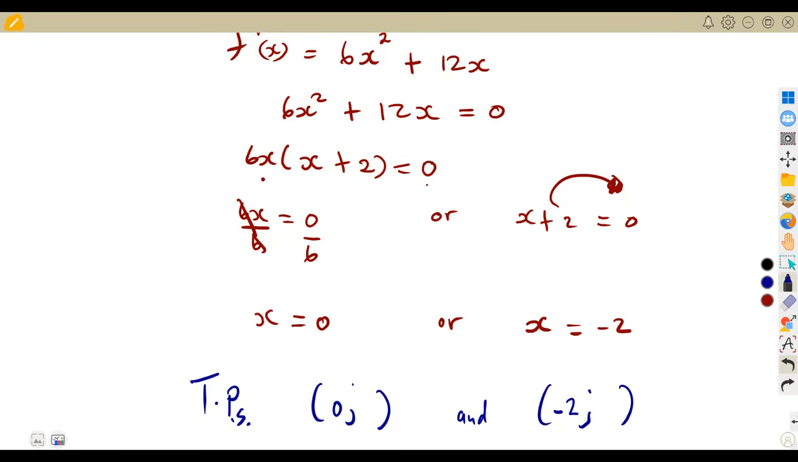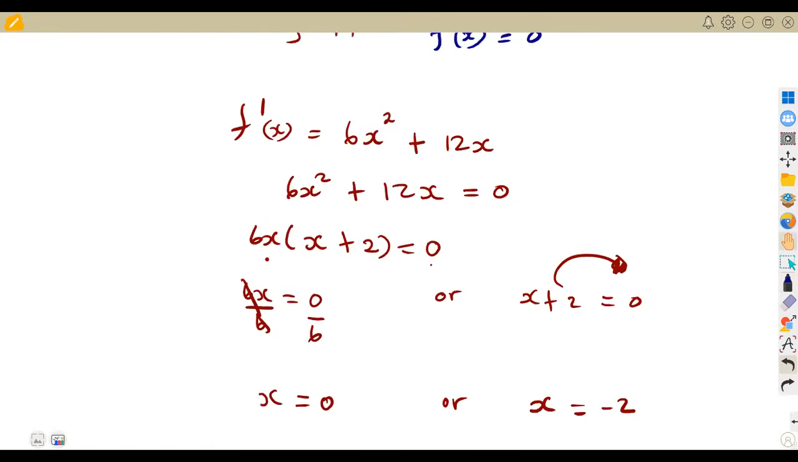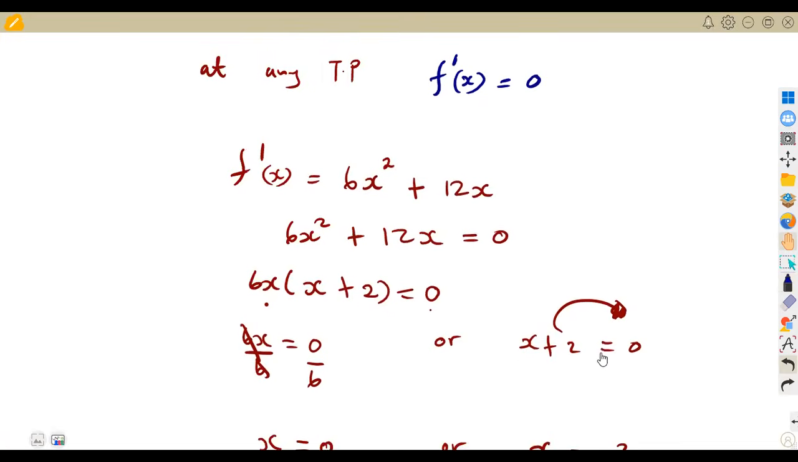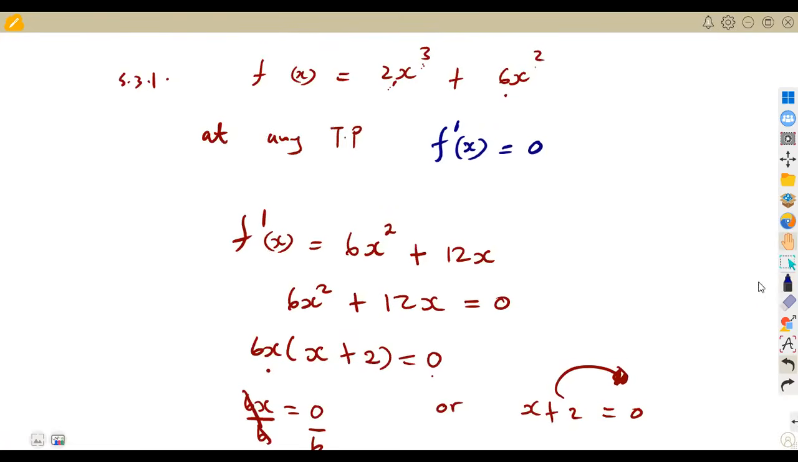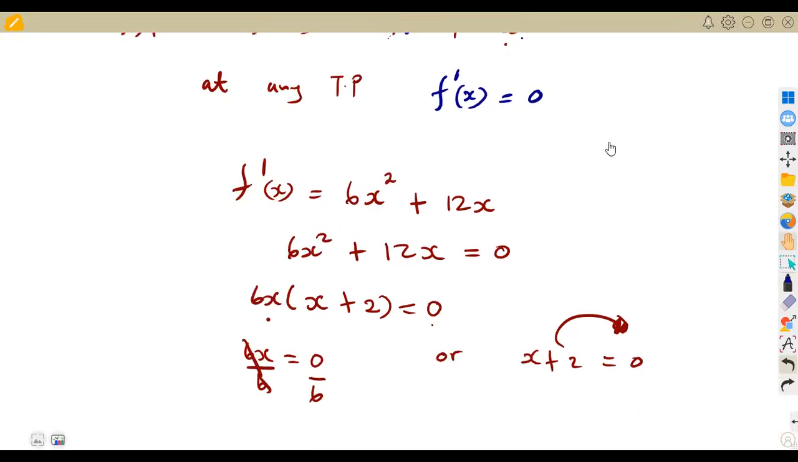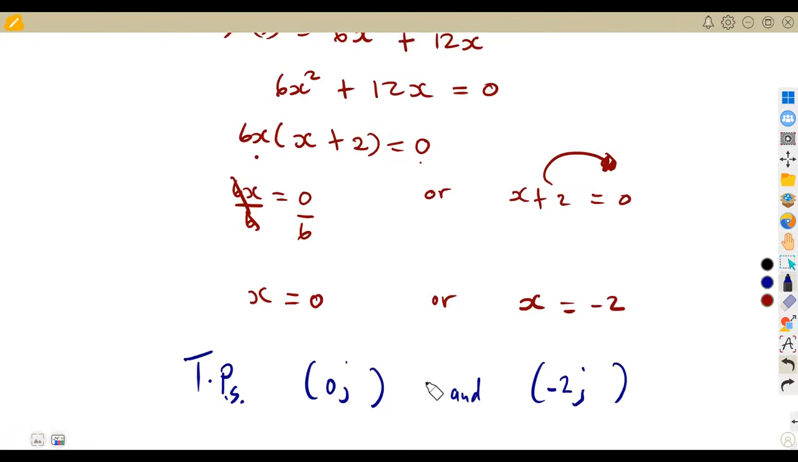So when x is equal to 0, you substitute into the original function f of x. You have to go back to the original function f of x. You substitute 0 where there is an x, and y is going to be equal to 0. You do the same thing when x is minus 2, y is going to be equal to 8. You substitute into the original equation that you are given in that manner.